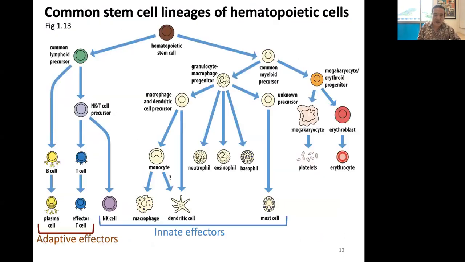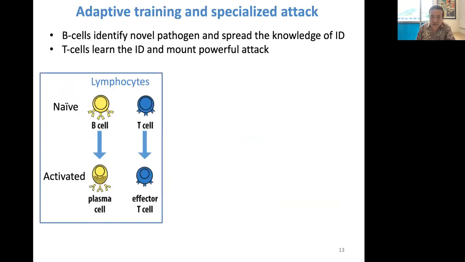Okay. Let's look at the left side here, the adaptive side. And again, today is just giving you this big overview and hopefully getting you kind of interested in all these things we're going to talk about. Let's take a look at these adaptive effectors like the B cell and the T cell. All right, so this is slide 13 now. So this is your sort of quick overview of adaptive training.